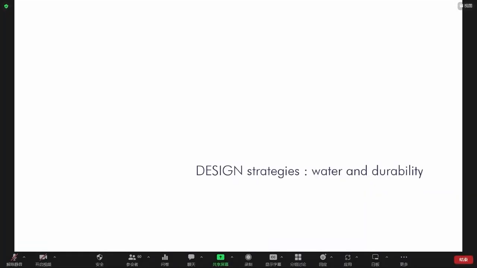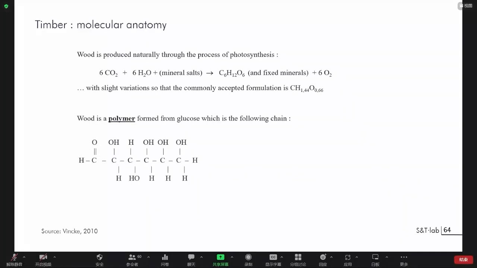What now about design strategy against water and the durability in timber? So you know this equation. If you look at this, you see that timber is a long file of carbon associated with oxygen, and you have a limit that will be either OH or H. And there will be a natural connecting junction between water and timber.